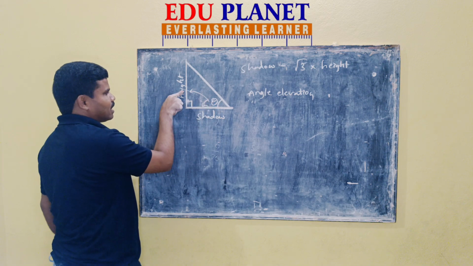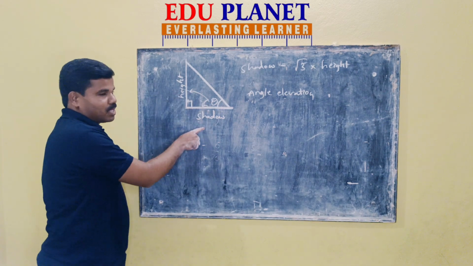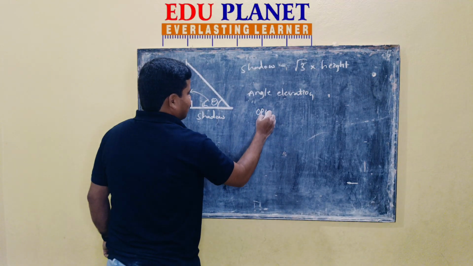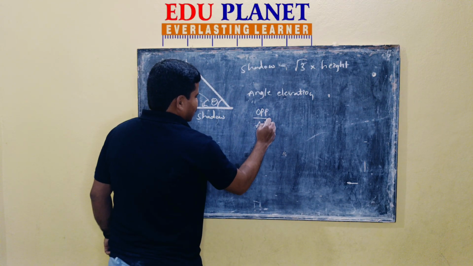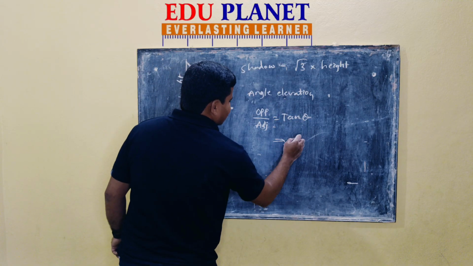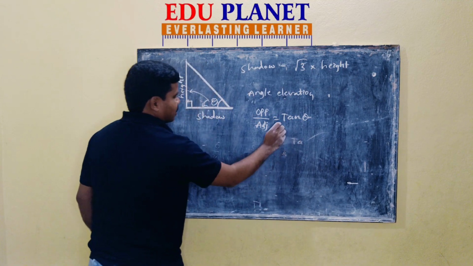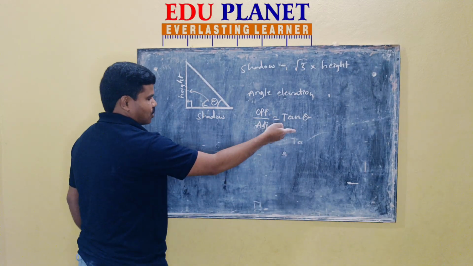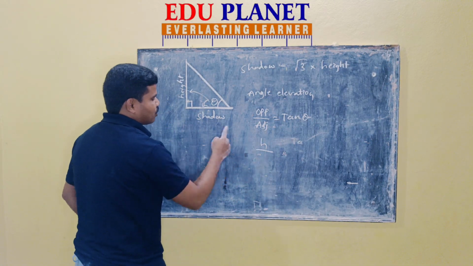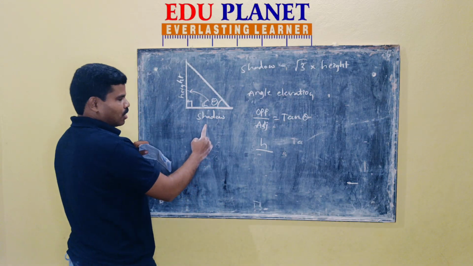For this theta, this side height will be opposite and this will be adjacent. It means what is that? Opposite by adjacent gives us tan theta. It means tan theta equals opposite by adjacent. Opposite value is what? Height by adjacent value. What is that? Shadow.